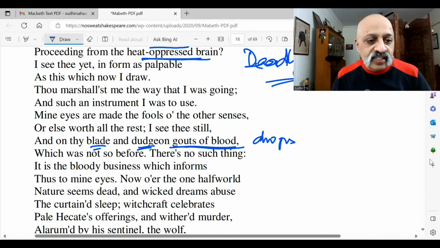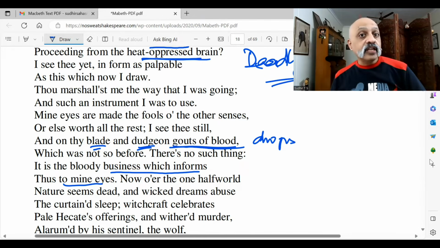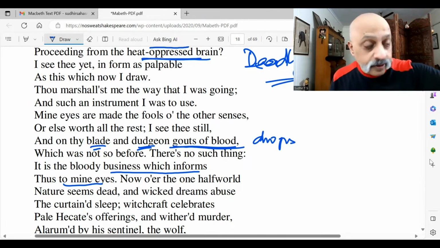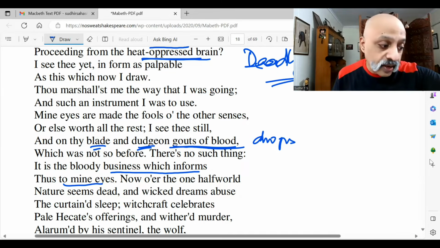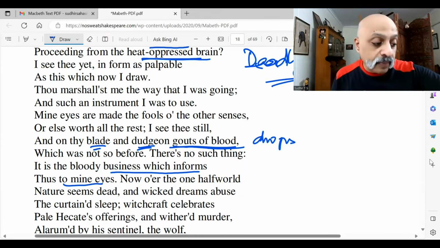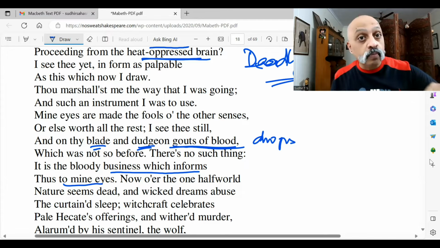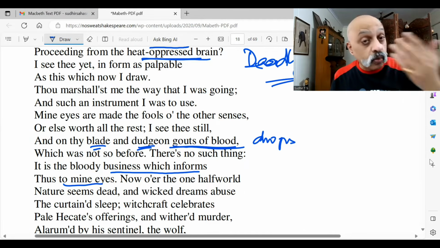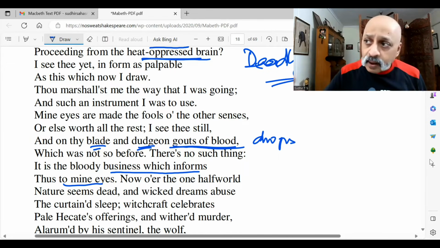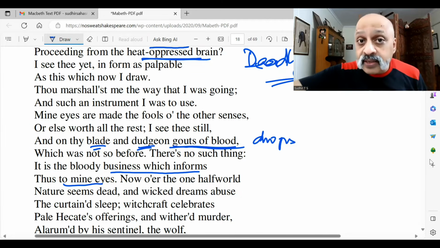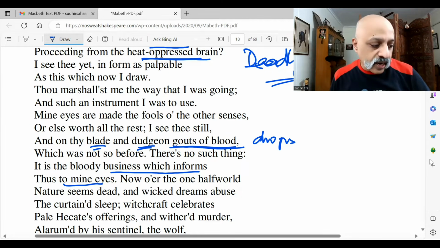There is no such thing, it is the bloody business which informs thus to mine eyes. So he says, now I realize that there is no dagger here, because खून तो मैंने किया ही नहीं है, तो इस पे खून के निशान होने का तो सवाल पैदा ही नहीं होता है, right? So it is the murder that I am planning which is giving me the false information. ये जो murder मैं करने जा रहा हूं, that is giving me some kind of a wrong information about and making me look at things which actually don't exist at all, right?